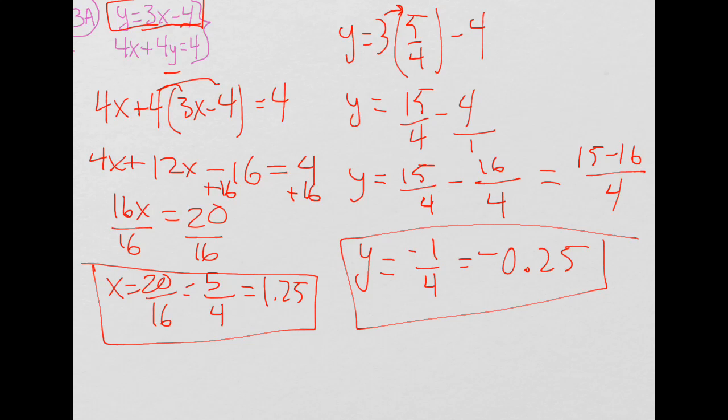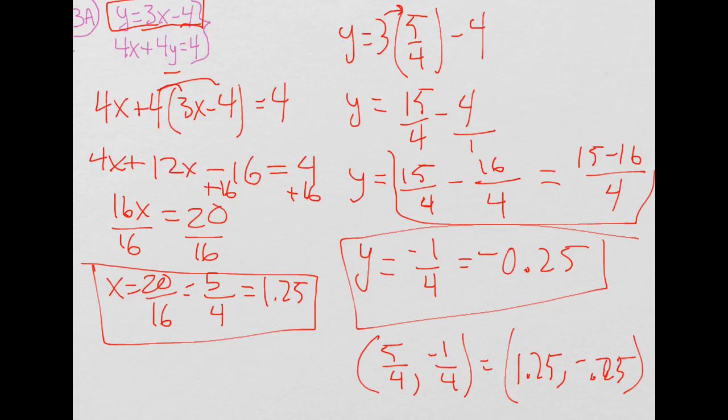And again, we would like to write this as an ordered pair, x comma y, so we get 5/4 comma negative 1/4, which would be equivalent to 1.25 comma negative 0.25. I would accept either. You don't have to know how to do all of the fraction work to do this problem. You could use your calculator for that if you needed to.